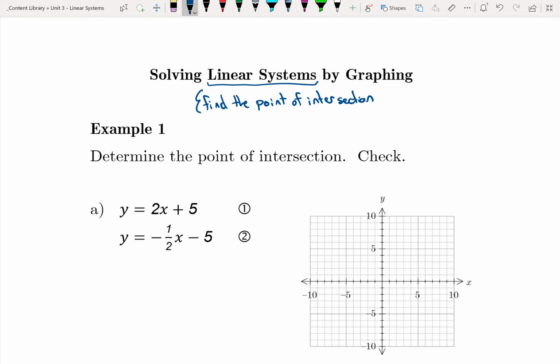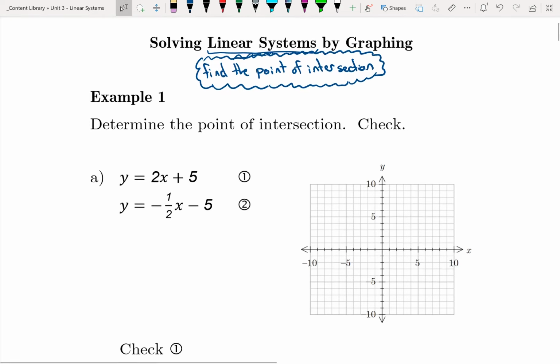A linear system is basically two lines or a set of lines. And by solving it, we want to find where these two lines meet. They're going to meet at a specific point called the point of intersection. So the first thing we're going to do today is look at doing that graphically. We want to determine the point of intersection, and then we're going to check our answer.